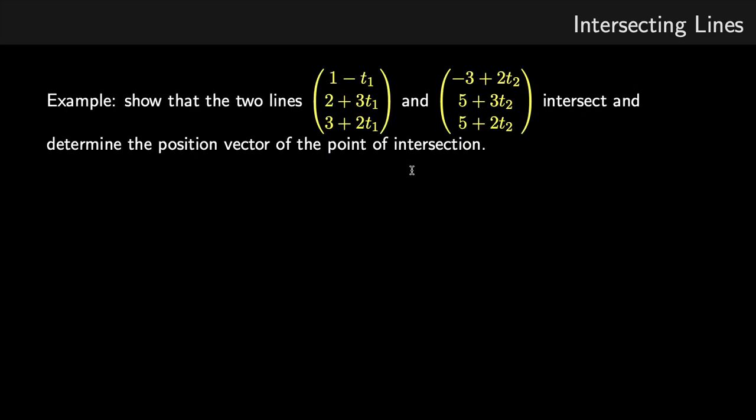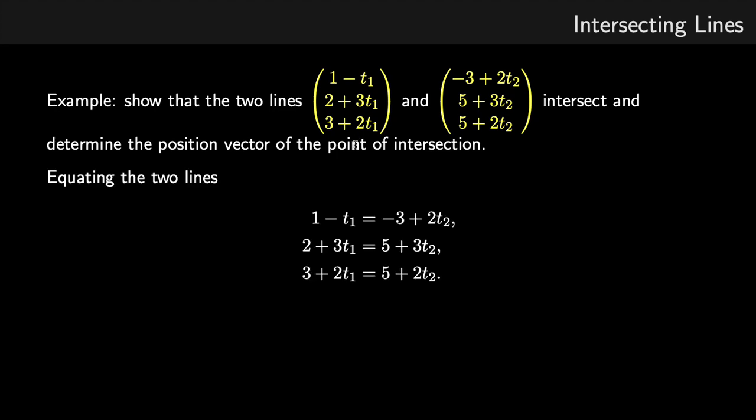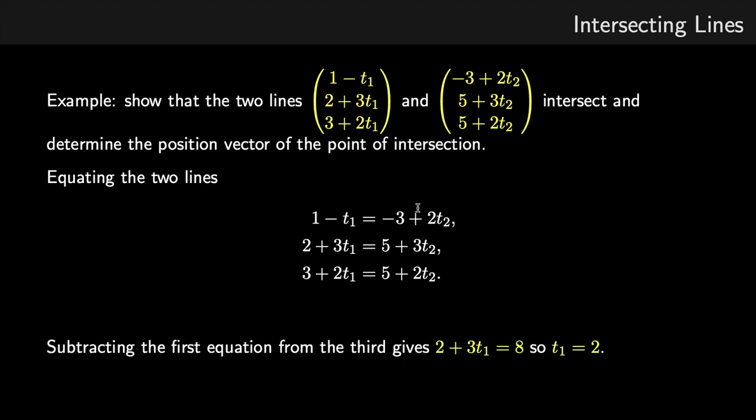So here I've got the vector equation of two lines. I'm going to determine the position vector of the point of intersection. So the first thing I do is I set them equal to each other. So this gives me a system of three equations. We have two unknowns, t1 and t2.